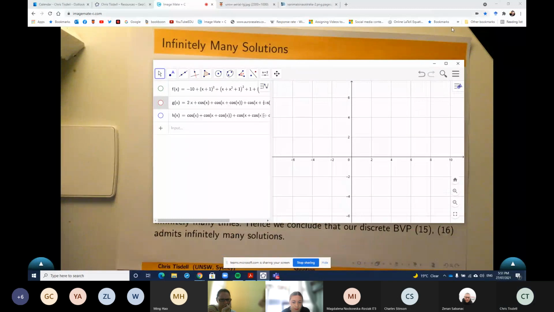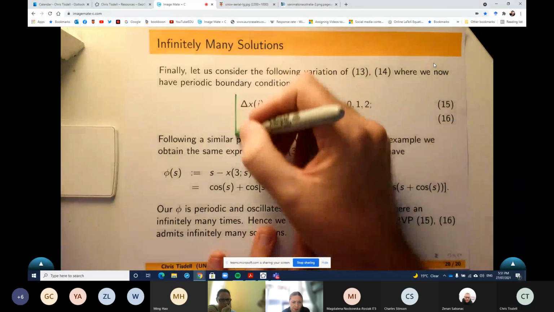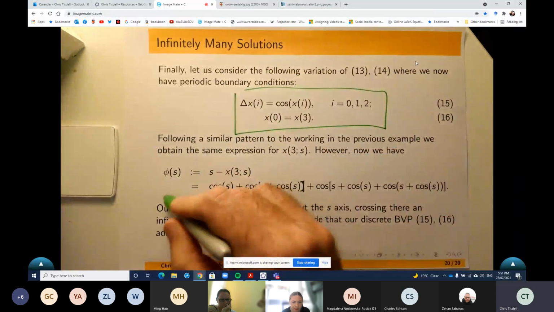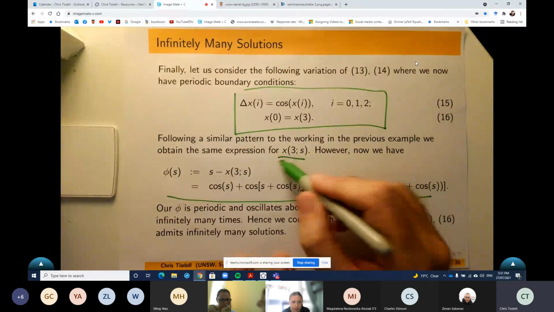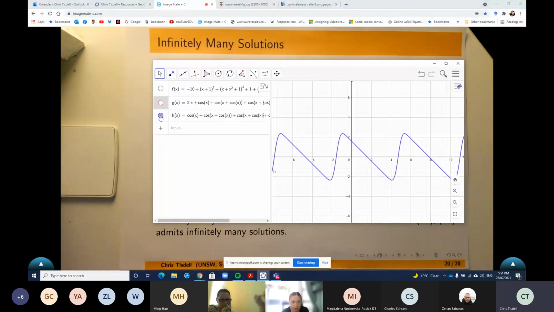All right. And finally, what about infinitely many solutions? Well, you do the same thing. Here's your boundary value problem. You set up your iterations. What happens in this case? Well, there you go.